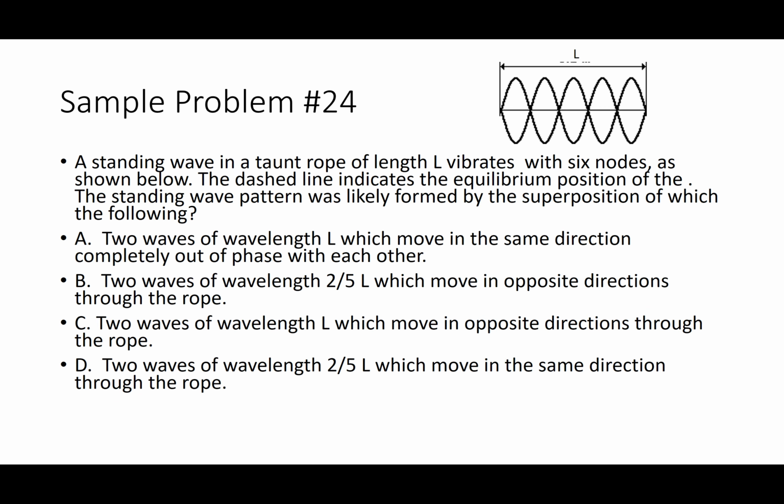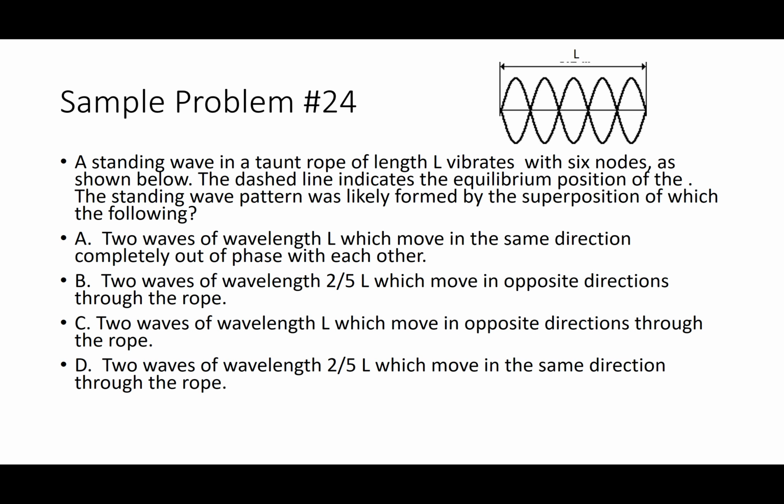All right, so number 24. A standing wave in a taut rope of length L vibrates with 6 nodes. And notice if it has 6 nodes, it's going to have 5 antinodes. The dashed line indicates the equilibrium position of the wave. The standing wave pattern was likely formed by the superposition of the following.